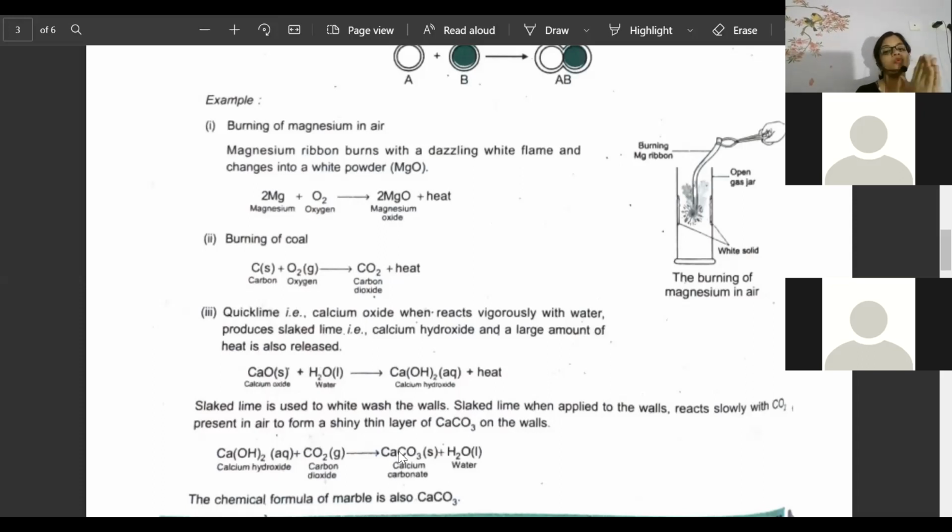So what is stuck on the wall: calcium oxide, calcium hydroxide, or calcium carbonate? It will be calcium carbonate, CaCO3, after some time. Very good. And water will get released.